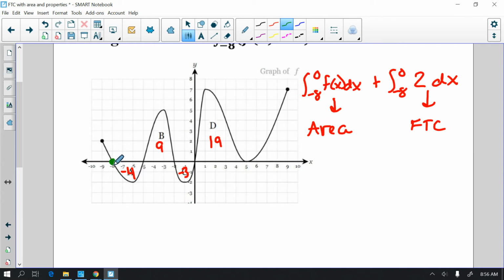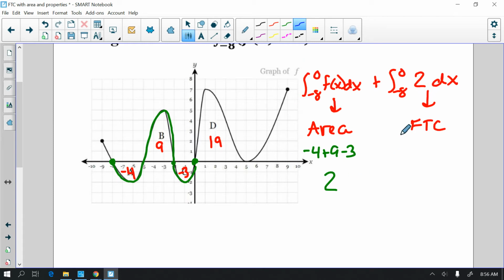So from -8 to 0, I have an area of -4, and then I have an area of +9, and then I have an area again of -3. So for this part of my definite integral, -4 plus 9 is 5. 5 minus 3 gives me 2.